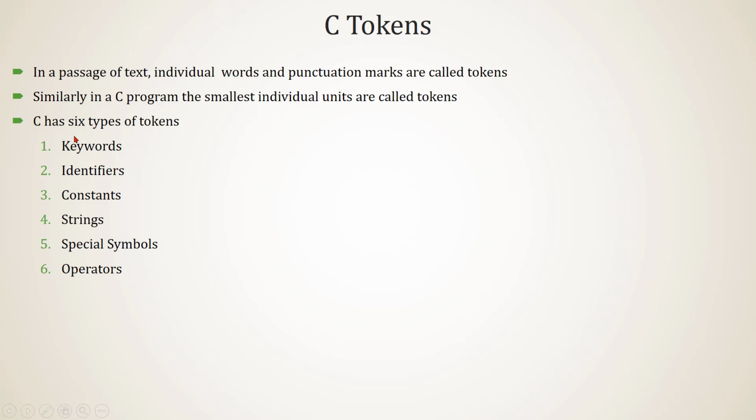And C has 6 types of tokens: keywords, identifiers, constants, strings, special symbols, and operators. So C tokens, or the words in C language, can be classified into 6 types: keywords, identifiers, constants, strings, special symbols, and operators.